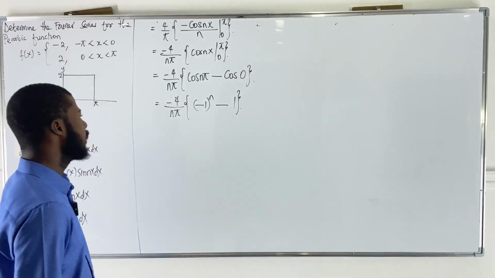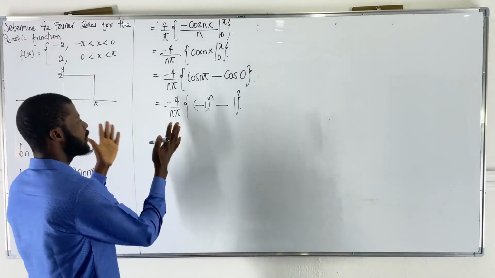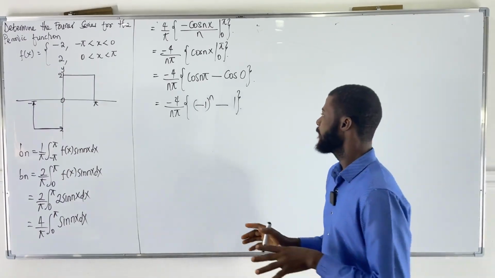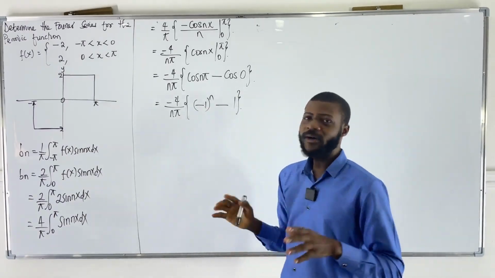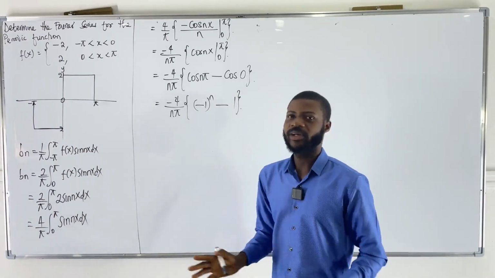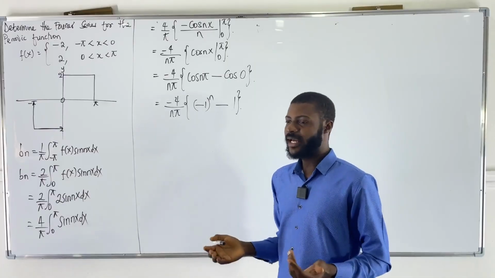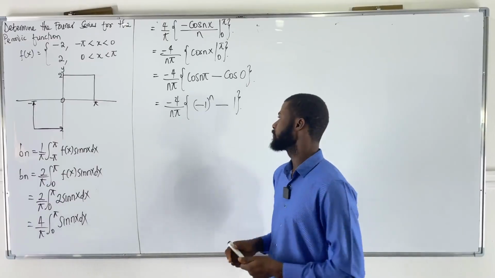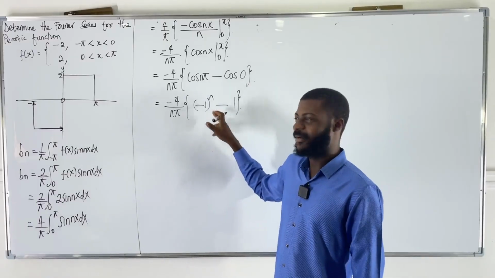Cos 0 is 1. Now the thing is, this is actually my b sub n. But this bracket you see, it has a kind of behavior. It's a very funny guy. Sometimes it is 0, sometimes it is a number that is not 0. So let's see. I kind of know what the number will be, but let's see.